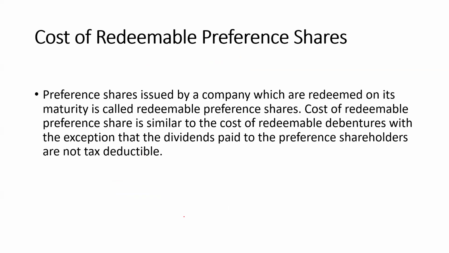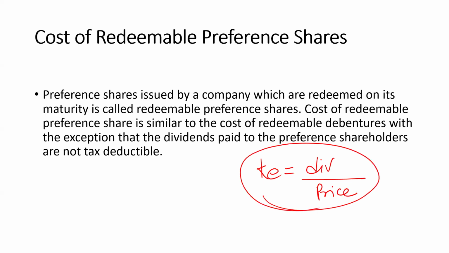Just for your understanding, you can remember this part: the cost of equity in the case of preference shareholder is the dividend that the company is paying, divided by the price of the instrument. That will give you the cost. The preference shares issued by the company which are redeemed on maturity are called redeemable preference shares.